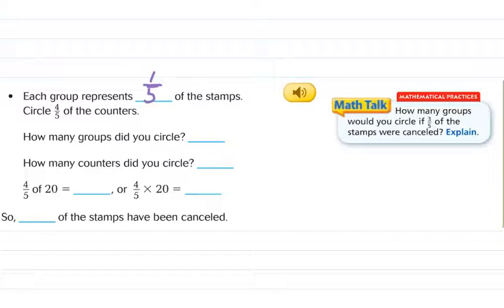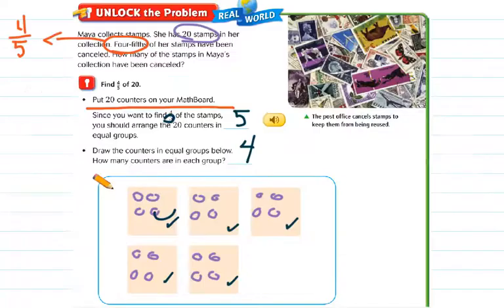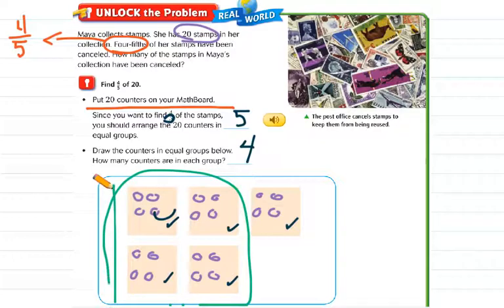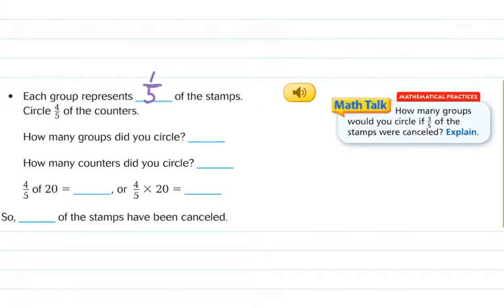Now it says circle 4/5 of the counters. So we're going to go back to the previous page, boys and girls, and we're going to circle 4/5. So now we can see, 1/5, 2/5, 3/5, 4/5. We've circled 4/5 of the groups.